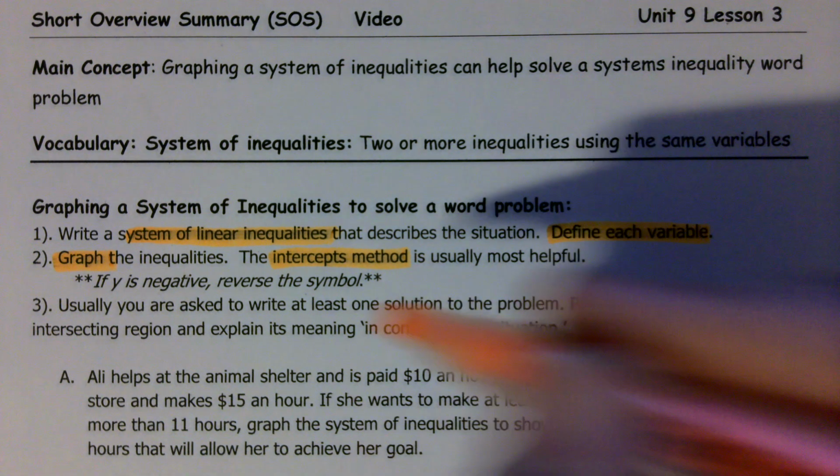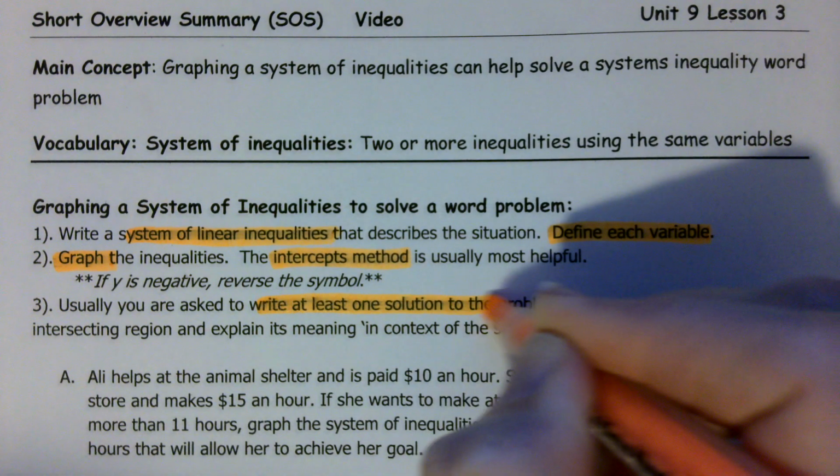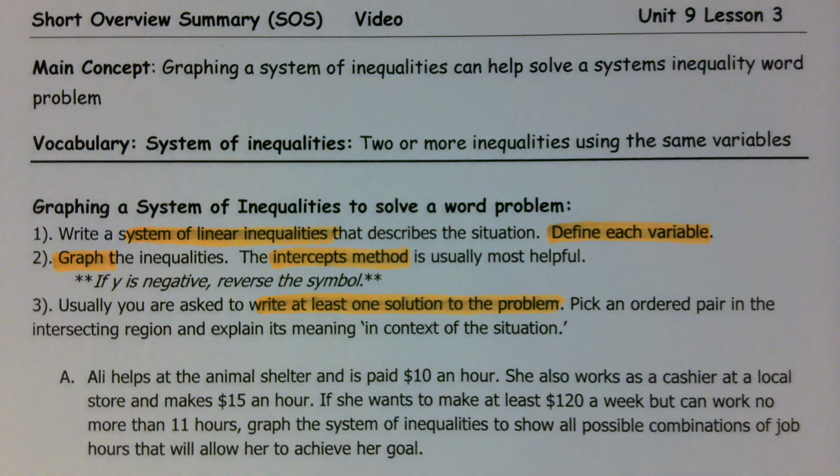Finally, we're usually asked to write at least one solution to the problem. And to do that, you're going to pick an ordered pair in the intersecting region and explain its meaning in context of the situation. Let's see how this works.